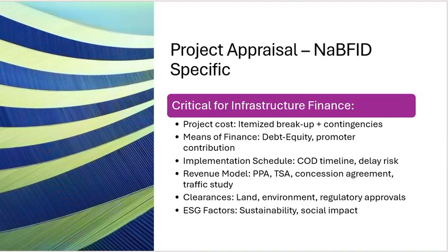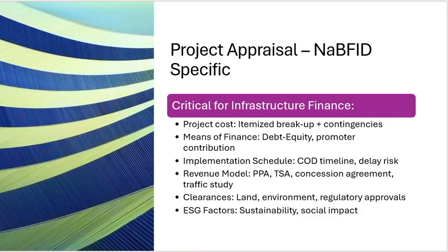And the clearances we need to check before sanctioning the amount: we need to check that more than 95% of the land acquisition has happened. We need to take the environmental clearance and the regulatory approvals, all the approvals involved in that project. And then the ESG factors, environmental, social and governance, we need to verify, track and add all these factors, like sustainability, and the social impact of that project, whether that project is beneficial for everyone.